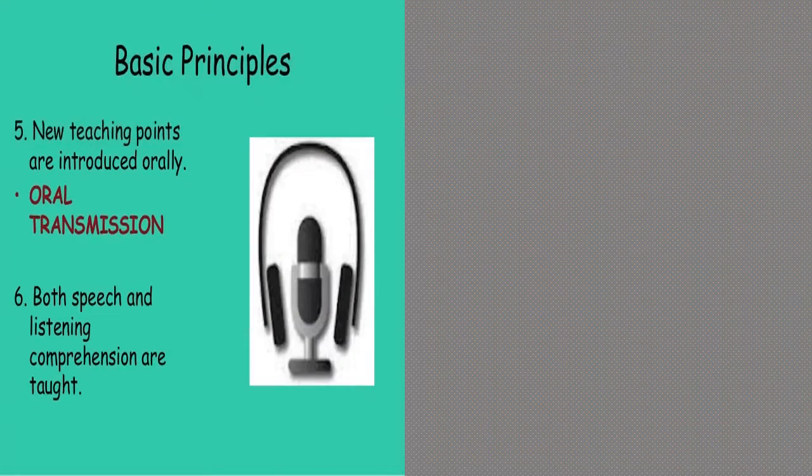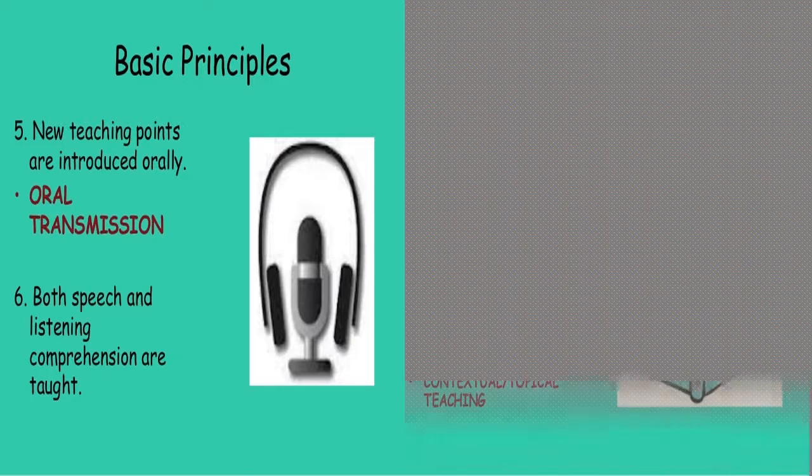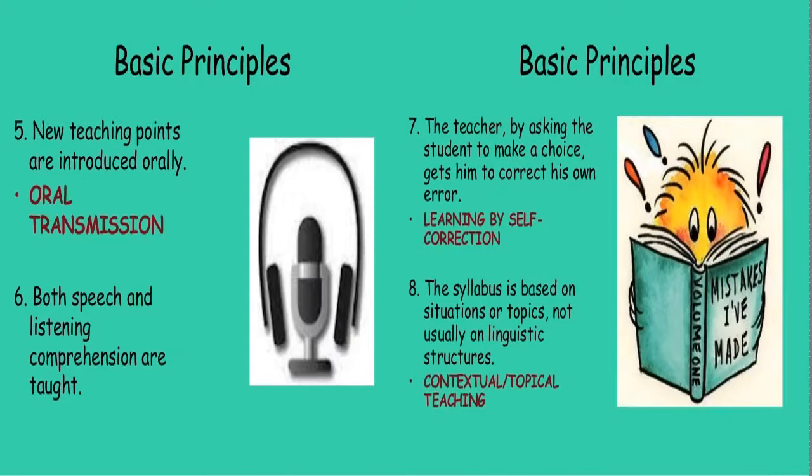Number 5. New teaching points are introduced orally. Oral transmission. Number 6. Both speech and listening comprehension are taught. Number 7. The teacher, by asking the student to make a choice, gets him to correct his own error. Learning by self-correction. Number 8. The syllabus is based on situations or topics, not usually on linguistic structures. Contextual or topical teaching.